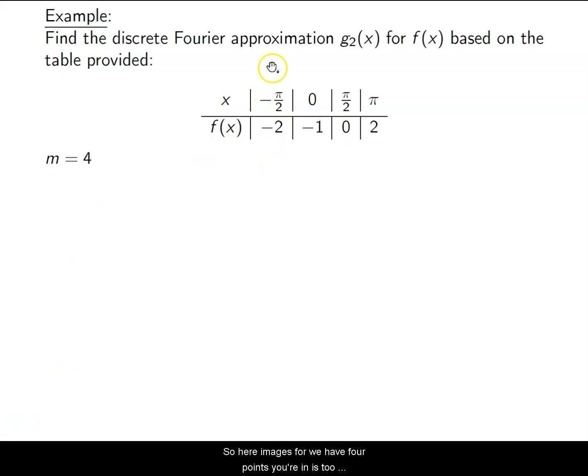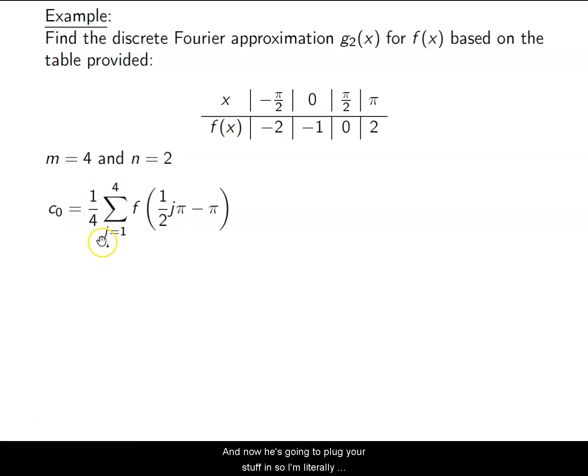Okay, so here m is 4, we have 4 points. Here n is 2 because it wants us to do the second discrete Fourier approximation. And now we're just going to plug our stuff in. So I'm literally just plugging this into my formula. So I have 1 over 4, right, 1 over m. I'm going up to the mth term, the 4th term. I'm going through each data value here. And then it's f of, again, 2 j pi over m, so that's 2 over 4. So that's why this turns into 1/2. There's no k's here for the c0 term. I'm just going straight to this formula.